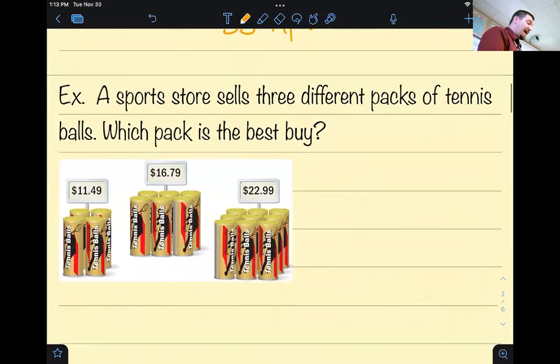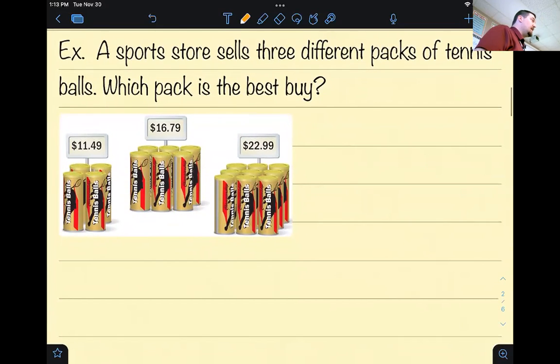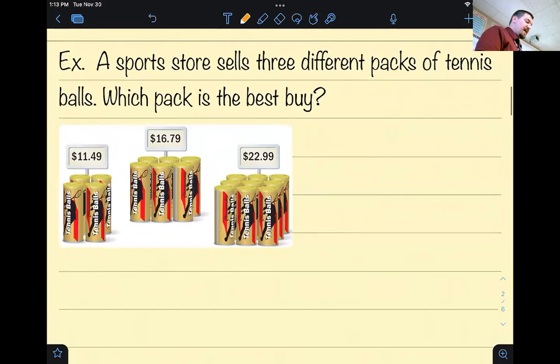Now, this next one is actually a problem in your homework. So what we're writing on your iPad right now, we would also want to write down on our work paper, because I believe in the homework, it's multiple choice. And I'm not going to accept just putting A, B, or C down without any work. So it says, a sports store sells 3 different packs of tennis balls. Which pack is the best buy? We're going to determine that by finding the unit rate.